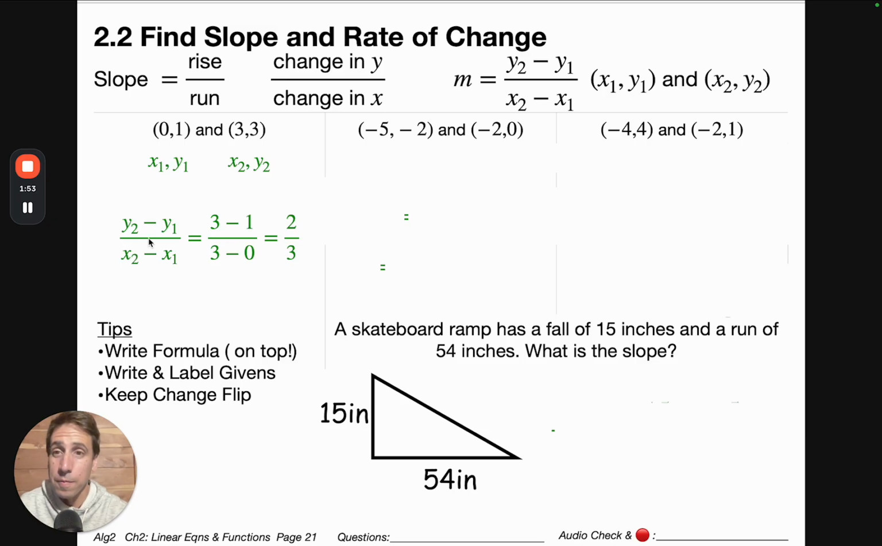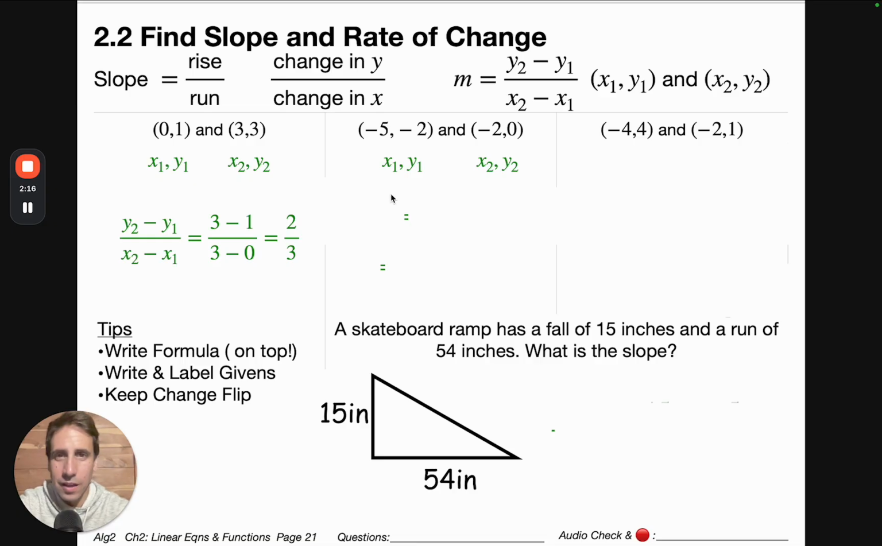Make sure when you write out the formula, you also avoid the trap of putting the x's on top. That's also a huge source of error for students. Make sure y's go on top. But then you can simplify. Right now the subtraction is not too difficult because the numbers are all positive. It's just 3 minus 1 is 2 and 3 minus 0 is 3. Done. The slope is 2/3.